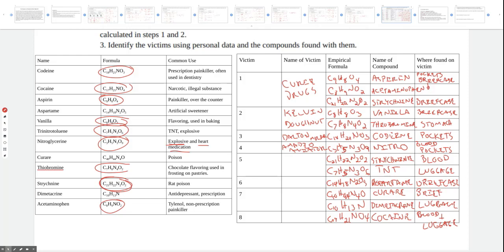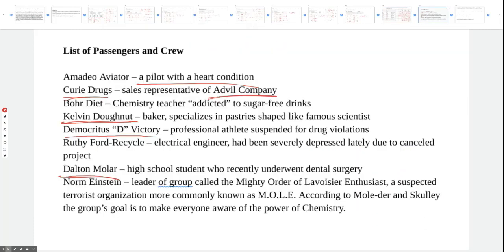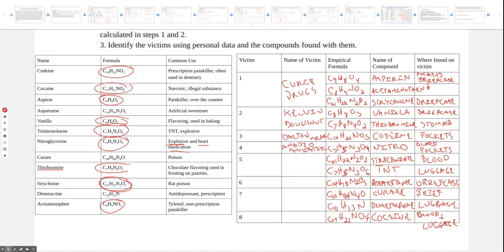All right, the next one had strychnine, which is the poison that Curie Drugs had in her briefcase, but they had it in their blood, which means they ingested it. So that's not good. That is likely to be someone who has been poisoned. And they also had TNT in their luggage, which if you go back and look at the percentages, is the same as what was used in the bomb that blew up the plane. So who might that be? Well, a member of a terrorist organization whose goal is to make everyone aware of the power of chemistry, Norm Einstein.